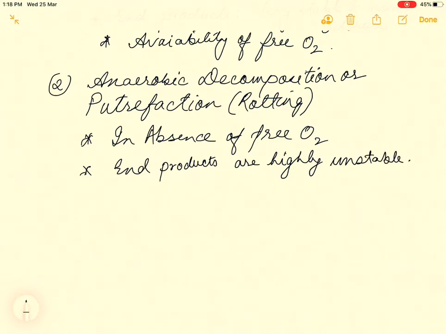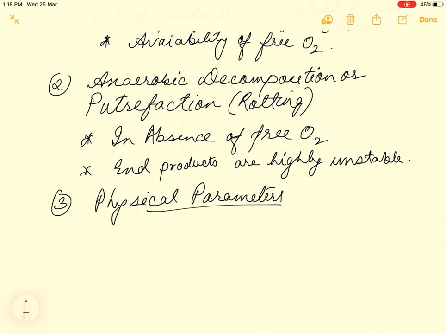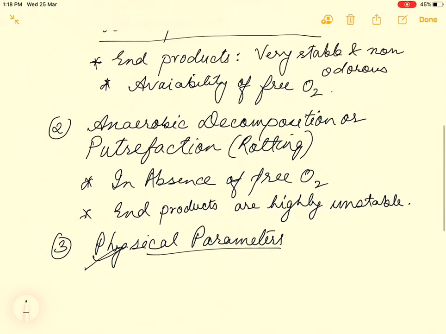And then we have studied the physical parameters of wastewater. I have given you notes, please refer to them. We have studied turbidity, odor, temperature, color, and total solids. So we have completed till this.